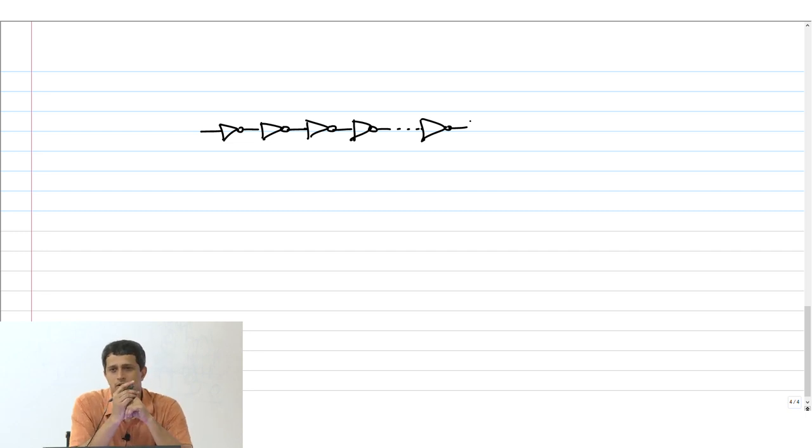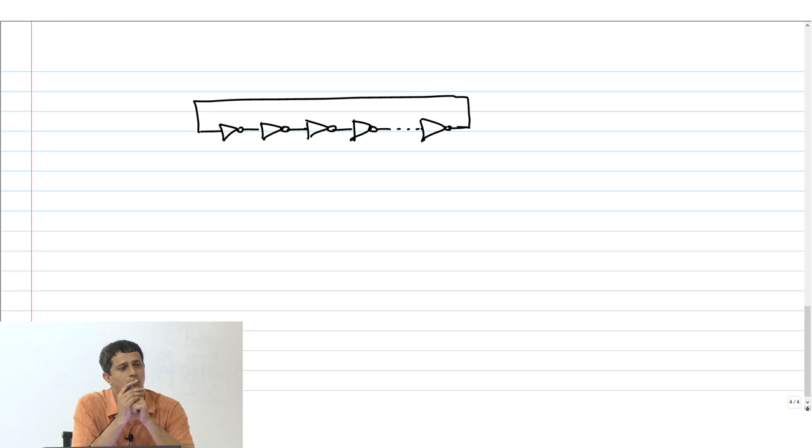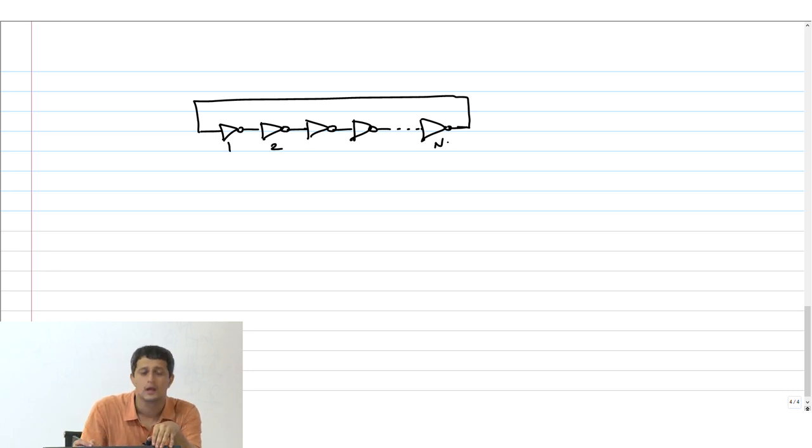I have a chain of inverters like this. Now, what if I just connect the output of the last inverter back to its input? What do you think will happen? So what happens if there are n inverters, 1, 2, up to n? If n is 2, what will happen?